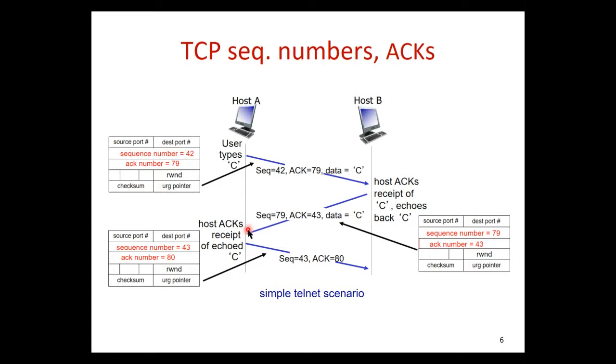So let's look at the second part. B is sending data to A. B is sending data, sequence number is 79. This is the sequence number of the data sent by B to A. Now A has to acknowledge, so it's going to send back ACK 80 because it has received 79. So it expects to receive 80 next. So that's what it sent here. So sequence number 79, ACK number 80. This is just the other direction.